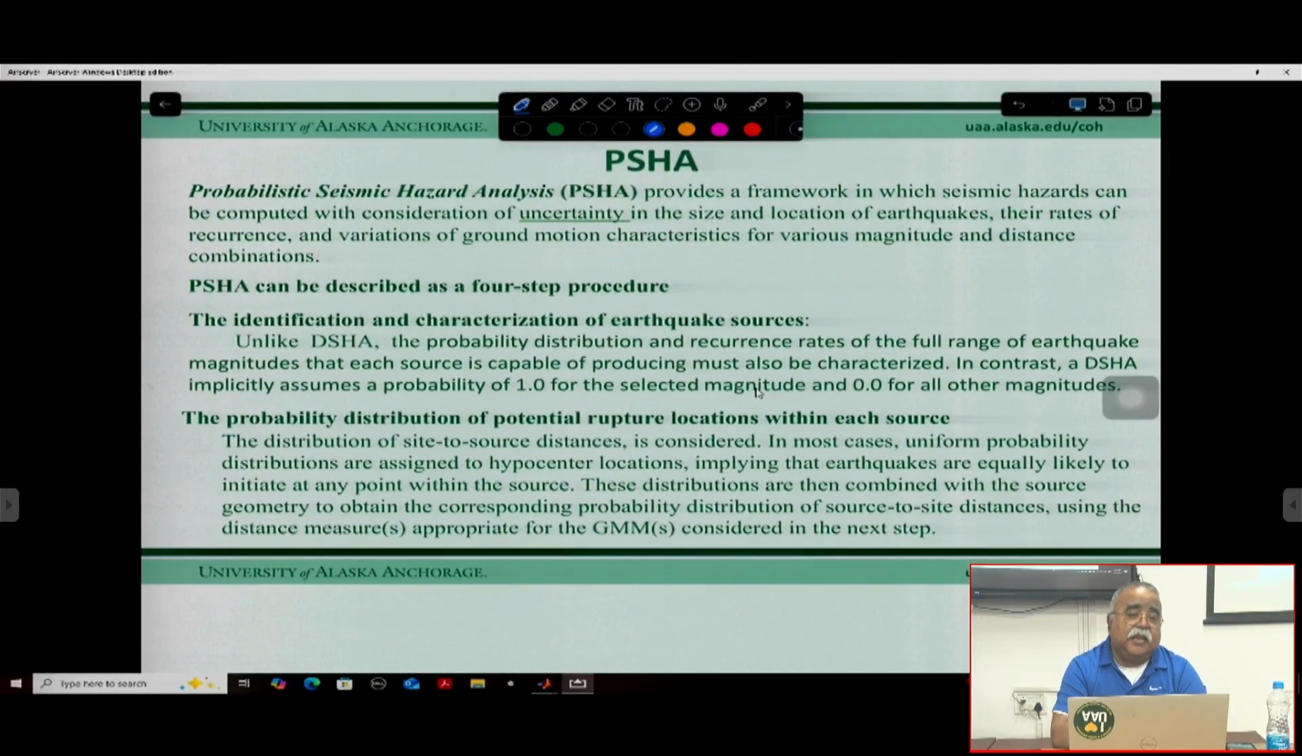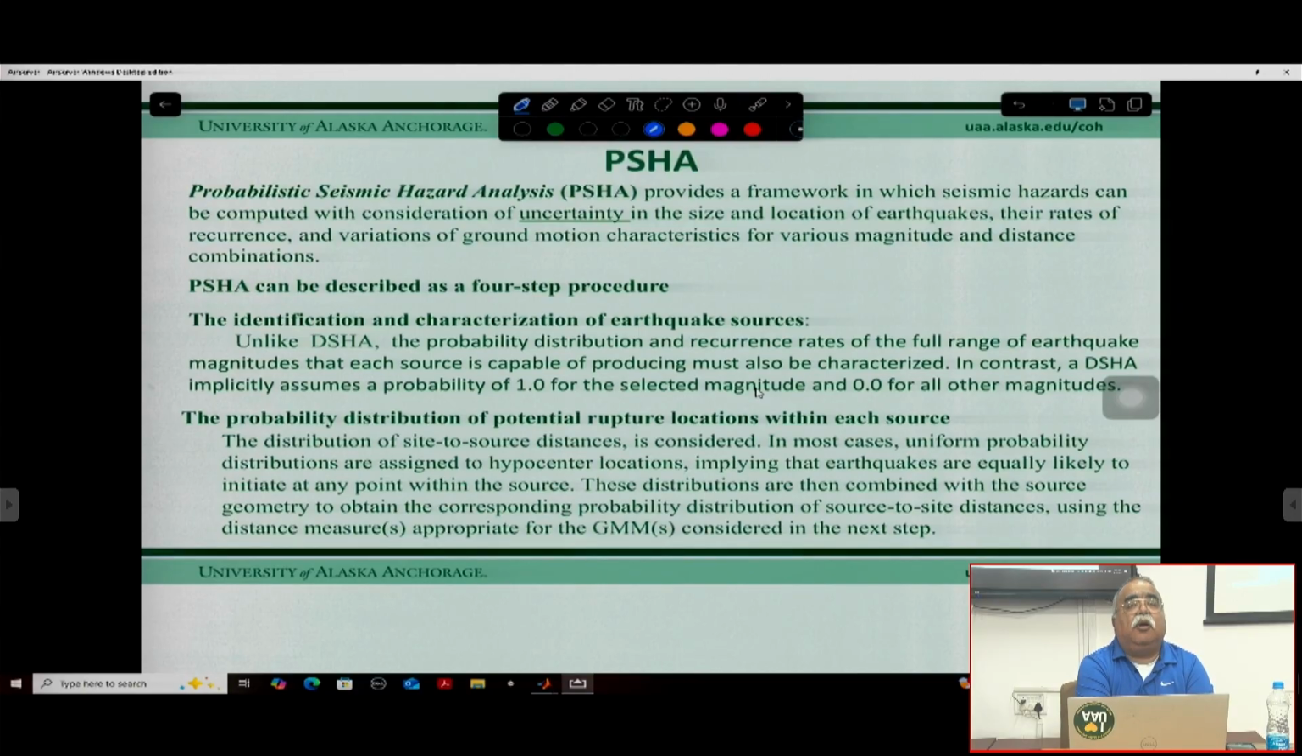the PSHA is the probabilistic seismic hazard analysis. Probabilistic seismic hazard, unlike the DSHA, is not confined to only one magnitude, one distance. It assumes that an earthquake can take place at any point on the fault, and so probabilistically we need to know the distance of the site from that fault where it ruptures, right? It is not only one fixed point.